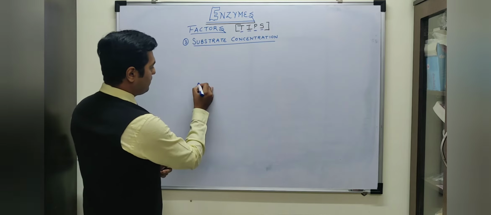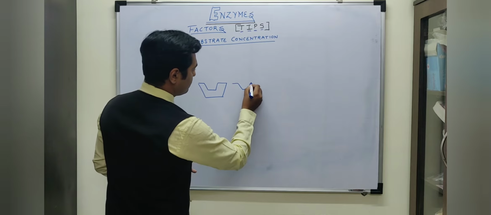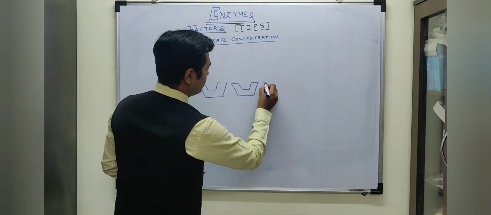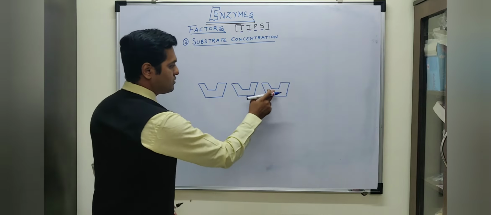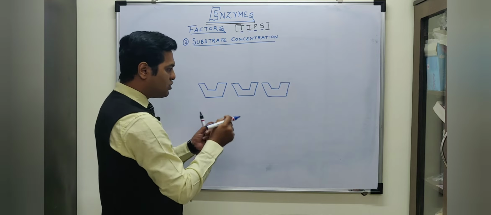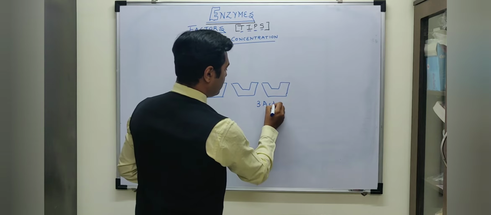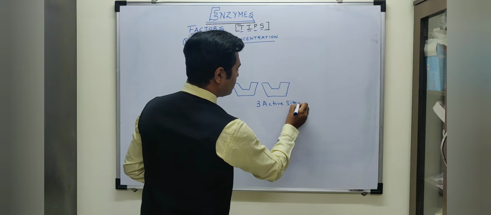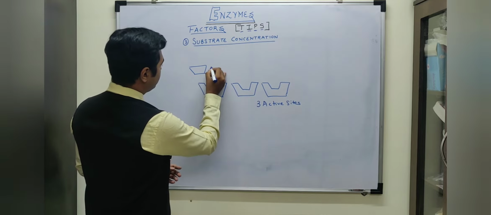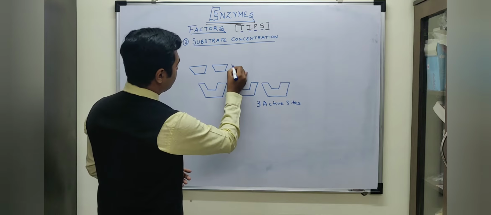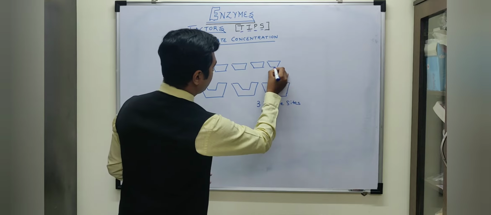Suppose I am representing here particular enzymes. I am representing a total of 3 enzymes, and each of these 3 enzymes has a single active site. So there are a total of 3 active sites present, and suppose these are the substrates which can bind with the active site of the enzyme, and they will be converted into the products.